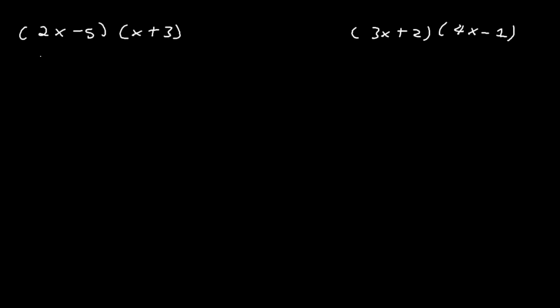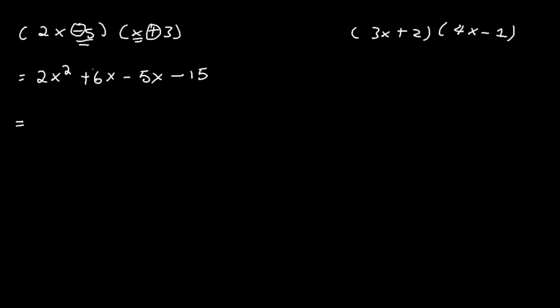Let's go ahead and use the FOIL method. 2x times x. That's 2x to the second power. 2x times positive 3. That's positive 6x. Negative 5 times x will be negative 5x, and negative times a positive is negative 15.